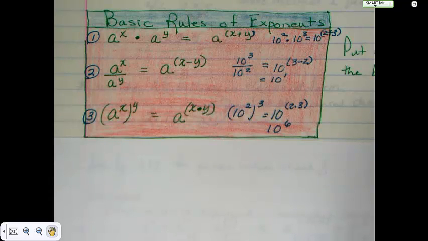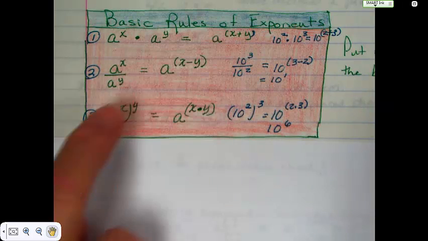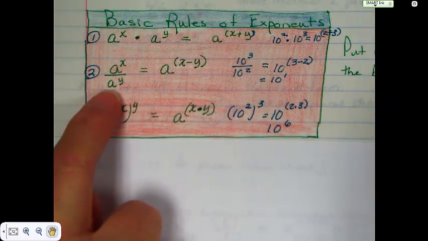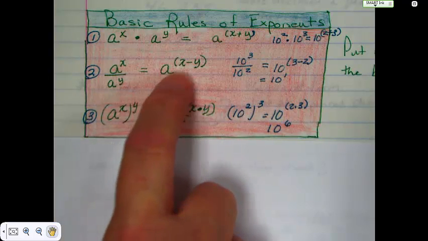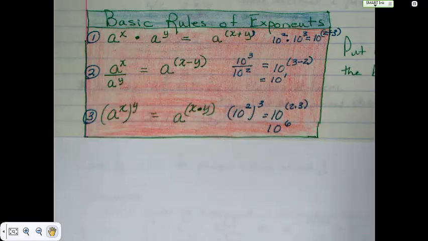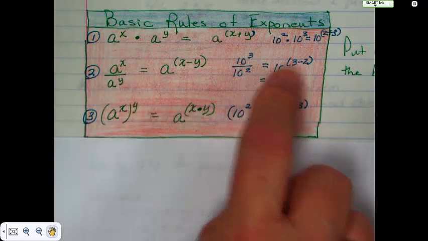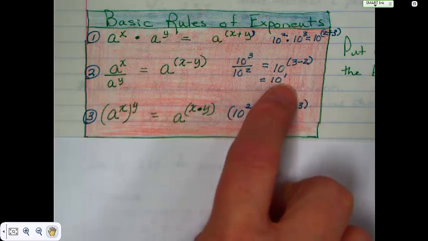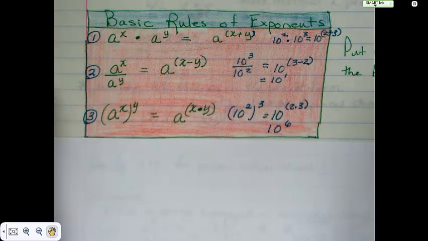Okay? The bases have to be the same. Bases meaning these numbers. Okay? A to the x divided by a to the y equals a to the x minus y. So 10 to the third divided by 10 to the second is 10 to the 3 minus 2, which is 10 to the first. This has to be in your notes. This is an invaluable source when you're working with exponents.